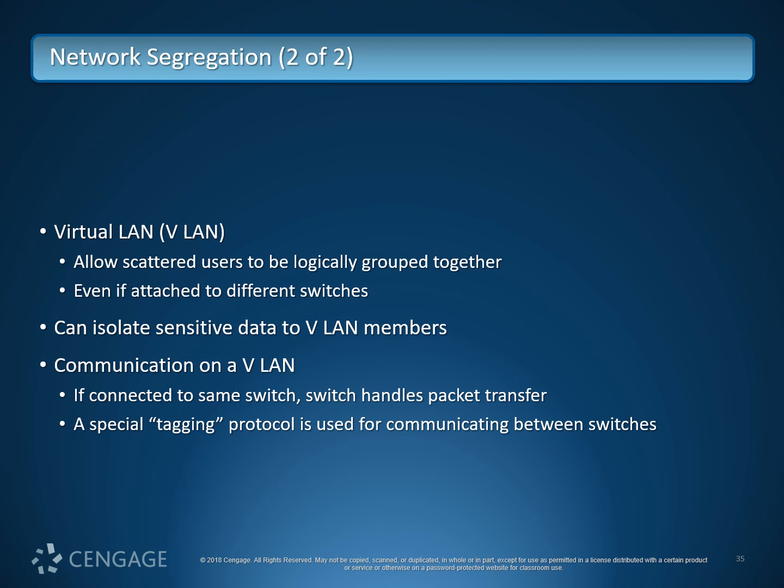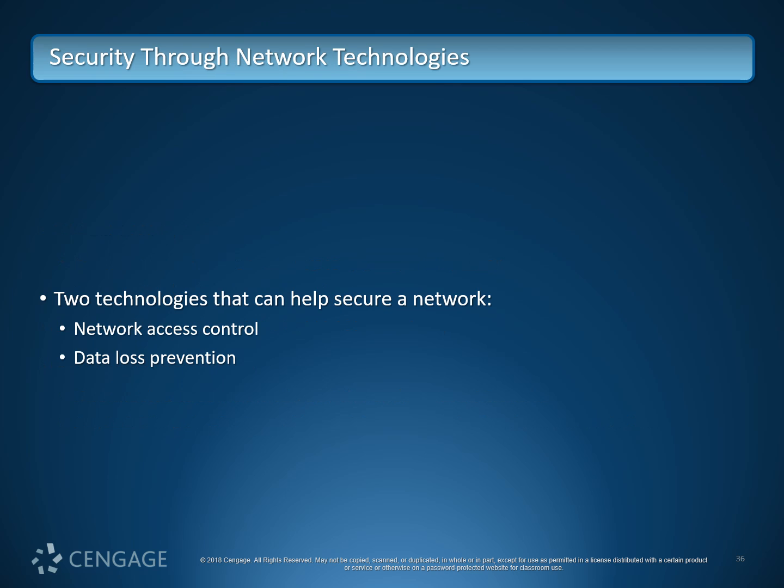Communication operates like this. If it's connected to the same switch, the switch handles the packet transfer, and there's a special tagging protocol that passes it from switch to switch. Now, there are things like double tagging manipulations that can be employed to break this, but in general, if we configure it correctly, VLANs are very, very secure, especially when combined with things like VPNs.